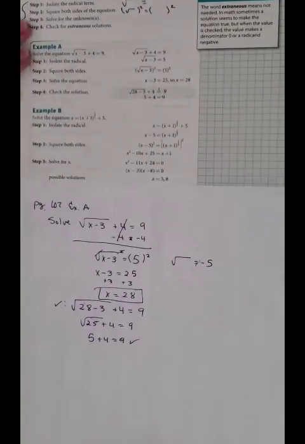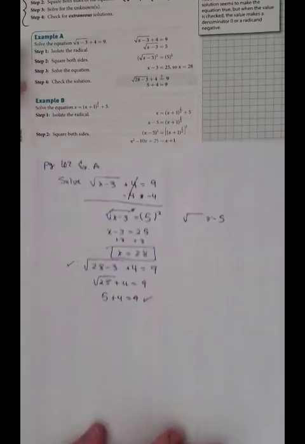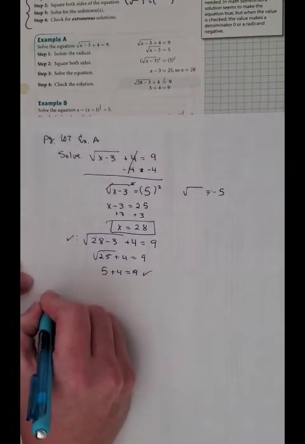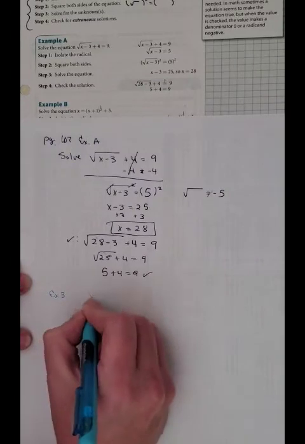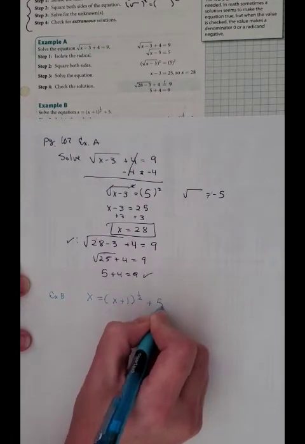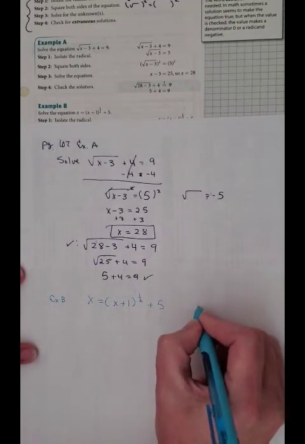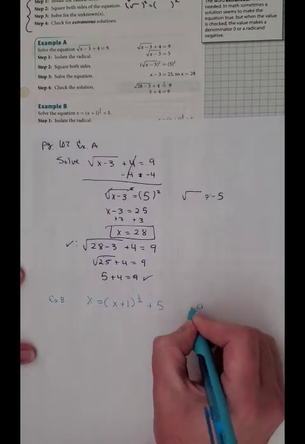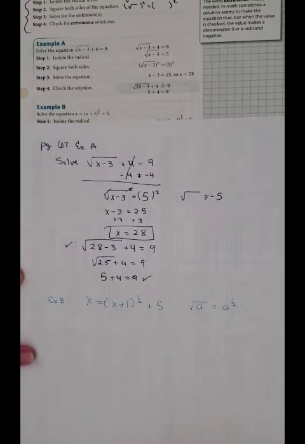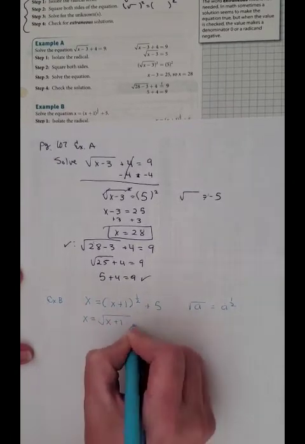All right, we're going to do example B. So example B, it says to solve the equation x equals (x plus 1) to the 1/2 plus 5. Now, you may not think there is a radical, but remember that to rewrite something like the square root of a, this is the same thing as a to the 1/2 power. So here is my radical. I'm going to rewrite it as x equals the square root of x plus 1 and then plus 5.